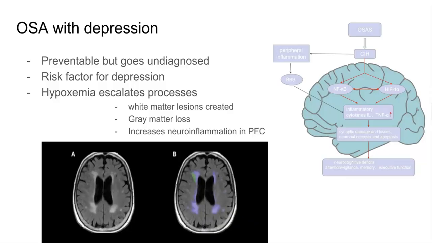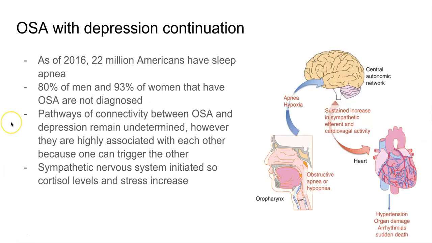When it comes to OSA and its relationship to depression, OSA is a big risk factor for depression. This is because hypoxemia escalates processes which destroy the brain: it increases neuroinflammation in the prefrontal cortex, gray matter is lost, and white matter lesions are created. OSA is preventable, but it goes undiagnosed.